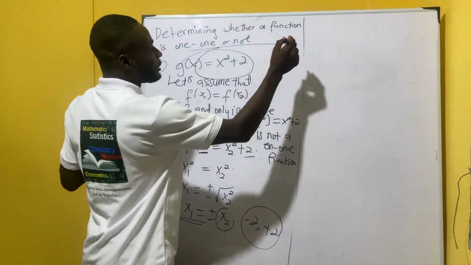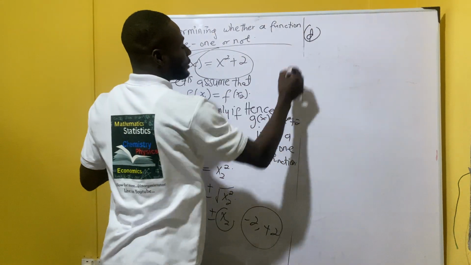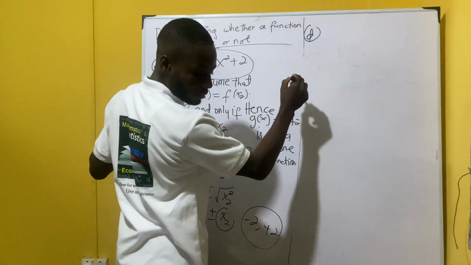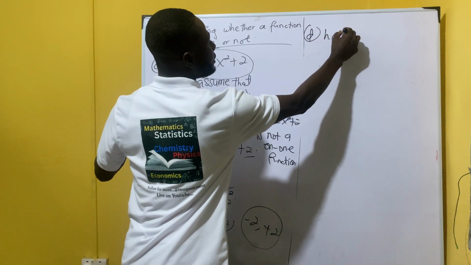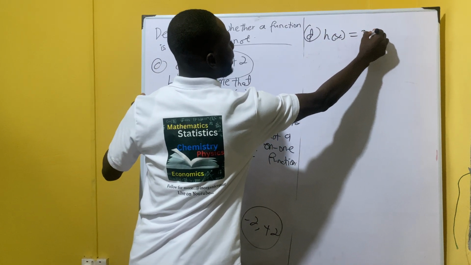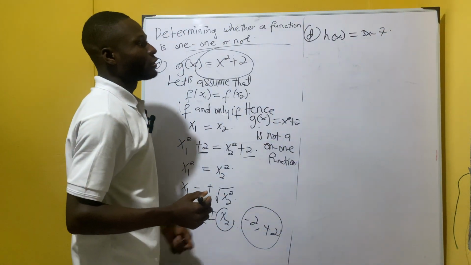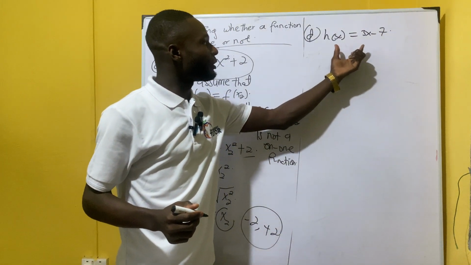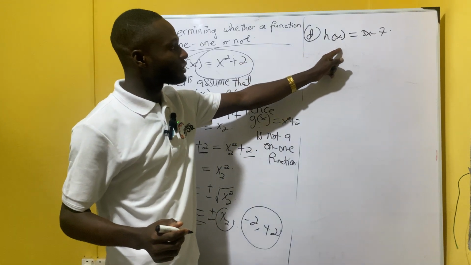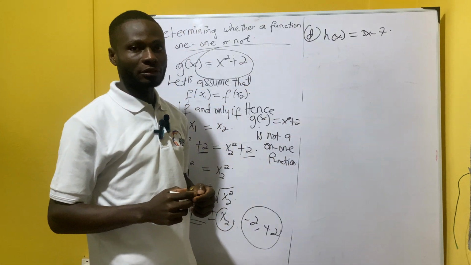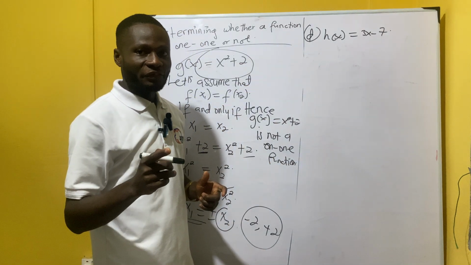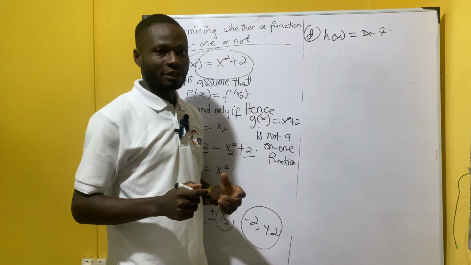So the next problem is h of x is equal to 3x minus 7. Right. So this as well, I want to determine whether this particular function is a one-to-one function, right? You can pause the video and also give it a try, right?